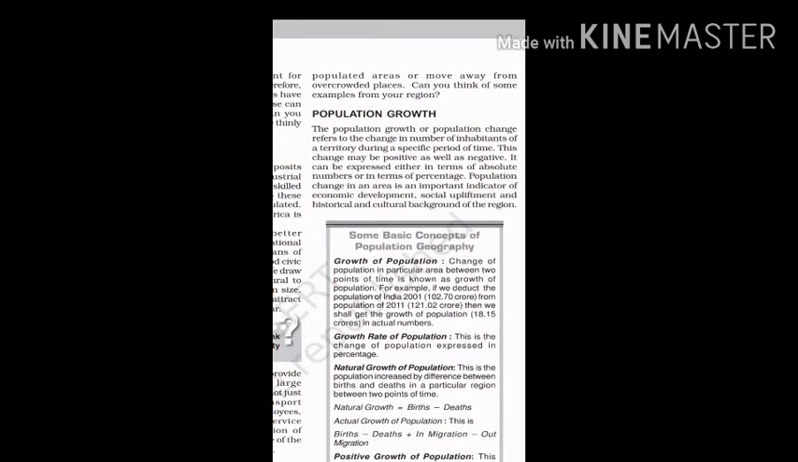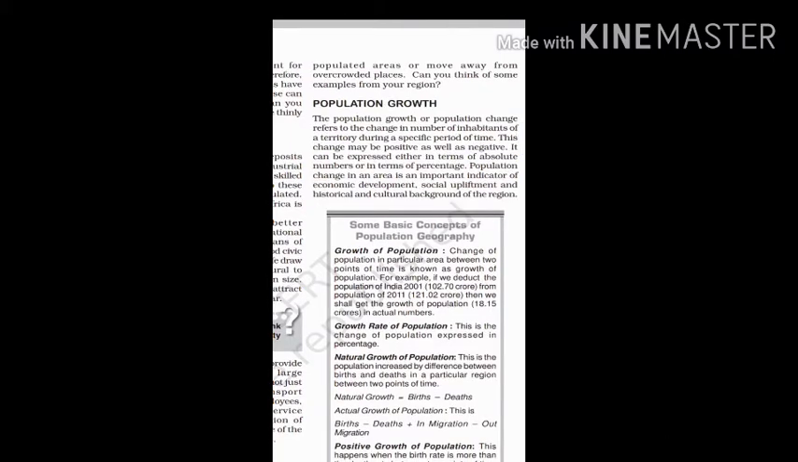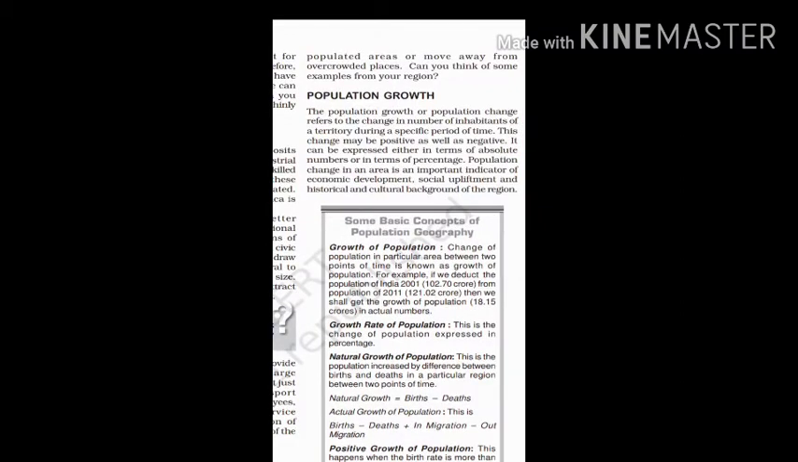So our next topic is population growth. Population growth refers to the change in the number of inhabitants of a territory during a specific period of time. For example, suppose you see the 2018 table and 2020 table of population, you would see that the population has increased from 2018 to 2020. This increase in population within the 2 years is known as population growth. I hope you have understood this one.